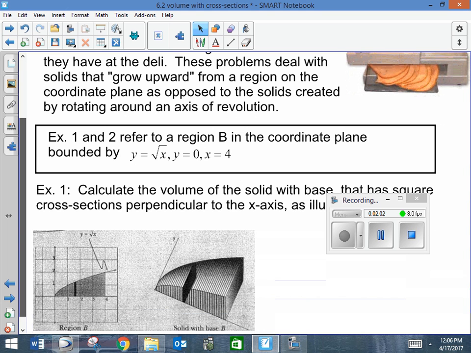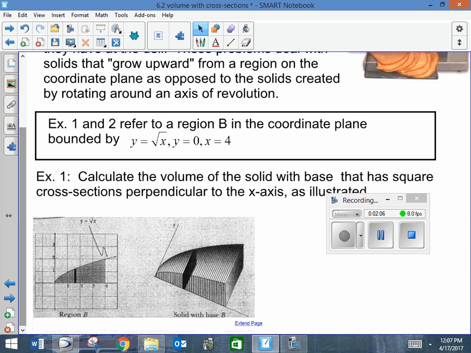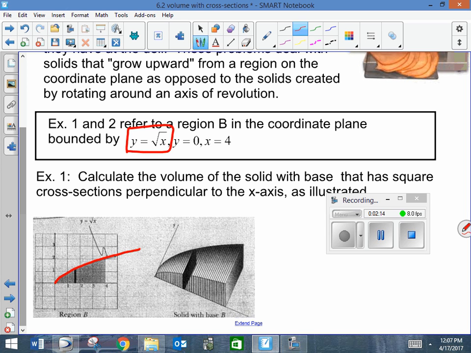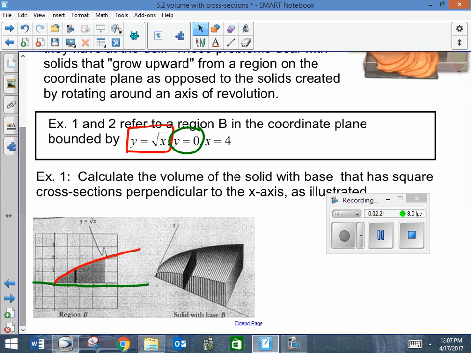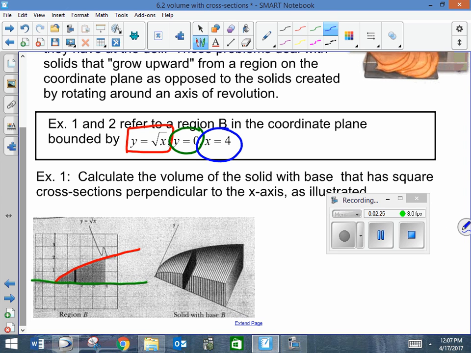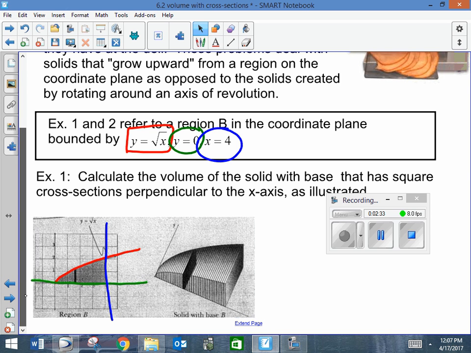Okay, so here is y equals radical x. So this is where you start. Y equals radical x right here. And y equals 0 is right here. And then x equals 4 is right there. Okay. So you start out the same, and you say, all right, there's my shaded area clearly.